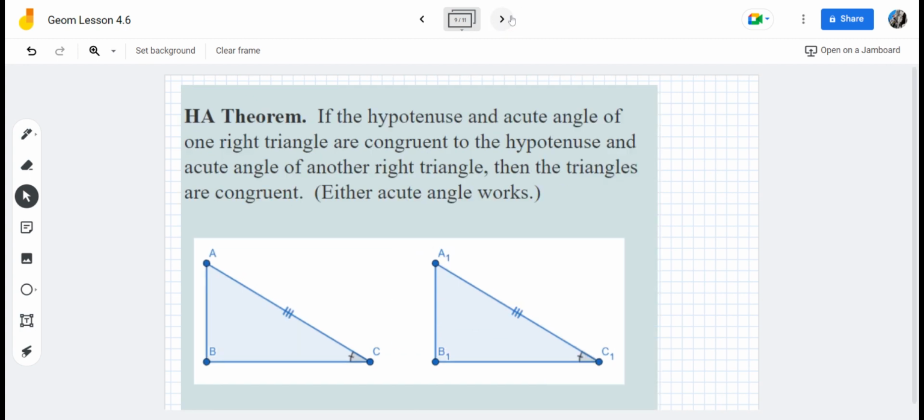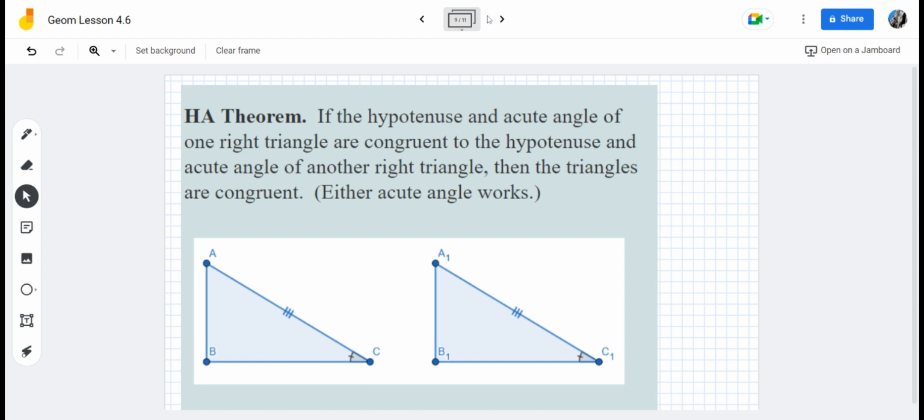Last but not least, we have the hypotenuse acute angle theorem, which is the last shortcut to the shortcuts that work for right triangles. And this basically says if the hypotenuse of one is congruent to the hypotenuse of another, and one of the acute angles, and again, it doesn't matter which one, so it could be this one or it could be this one, but one of the acute angles of one right triangle is congruent to one of the acute angles of another right triangle, those triangles are then congruent. So those are basically the new information, and it just gives us shorter ways and new ways to prove that triangles are congruent if we know they're right triangles to start.